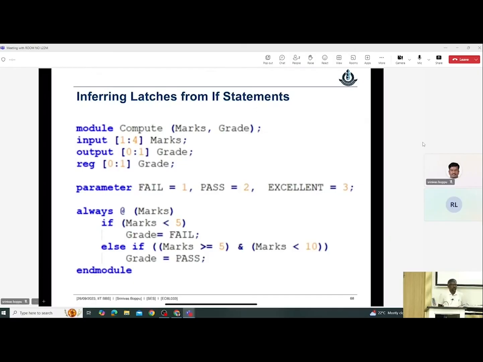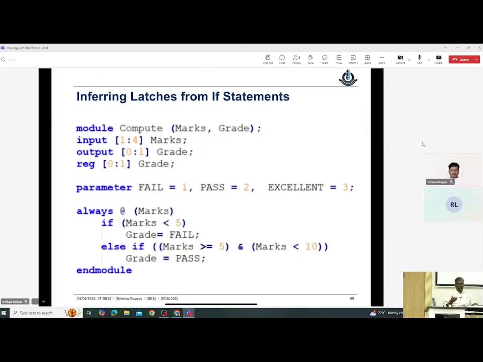There is some issue with this code. I mean, it's fine, it works, but there is some issue with this code, and again it's concerned with the students and grades. So what is the issue? No else statement, right? That means we'll get a latch. The problem is, if one student got 2 marks, what should be the grade?